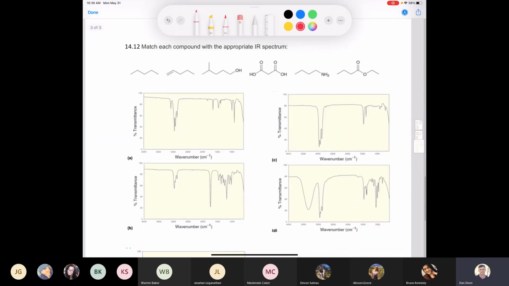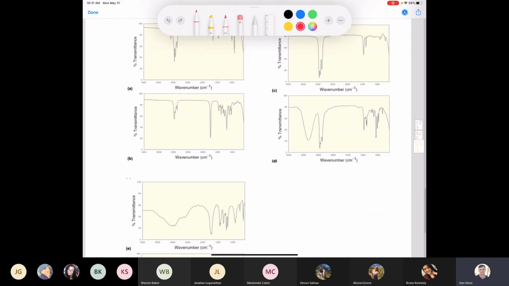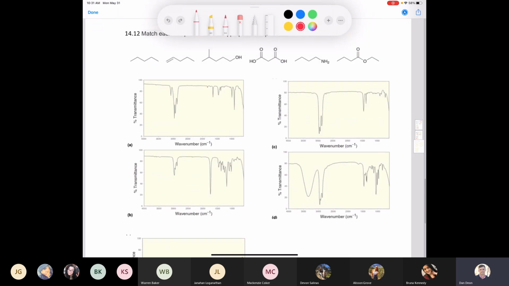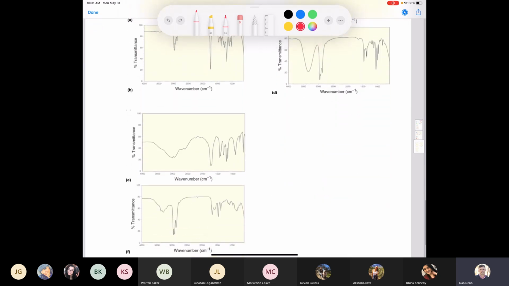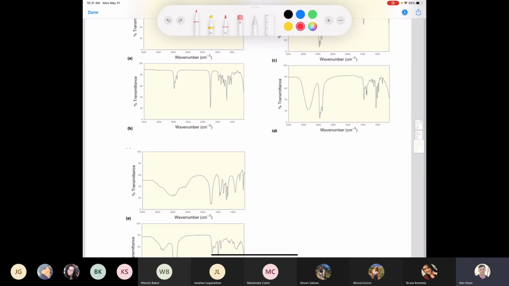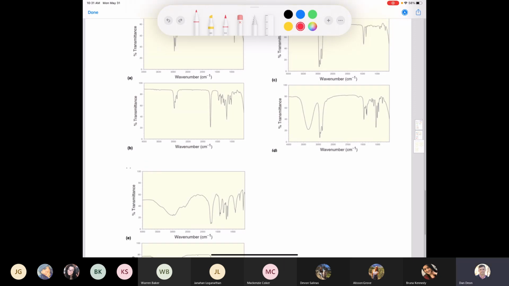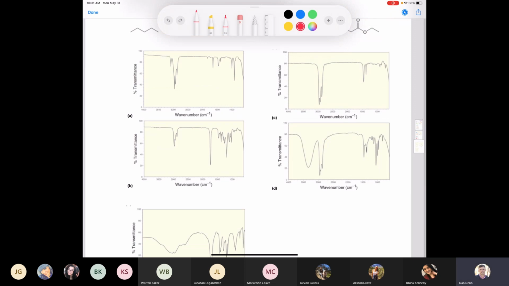This is question 14.12. You're given a bunch of interesting compounds here, and you get some functional groups. Here we have an alkene, an alcohol, two carboxylic acids in the same molecule, another amine, and then an ester over here. Just by looking at all of the spectra, I'm going to ask my students first, is there any one that you were able to figure out quickly? There's no way for me to squeeze them all on the screen here, but is there anyone that was abundantly clear to you? Anyone that was even more clear than that?